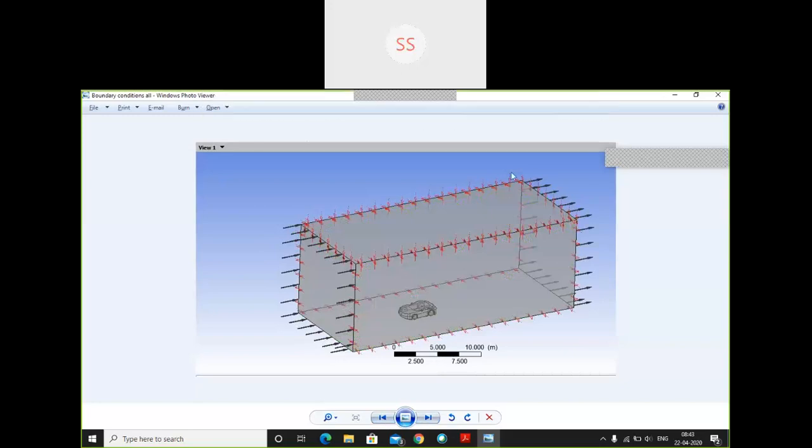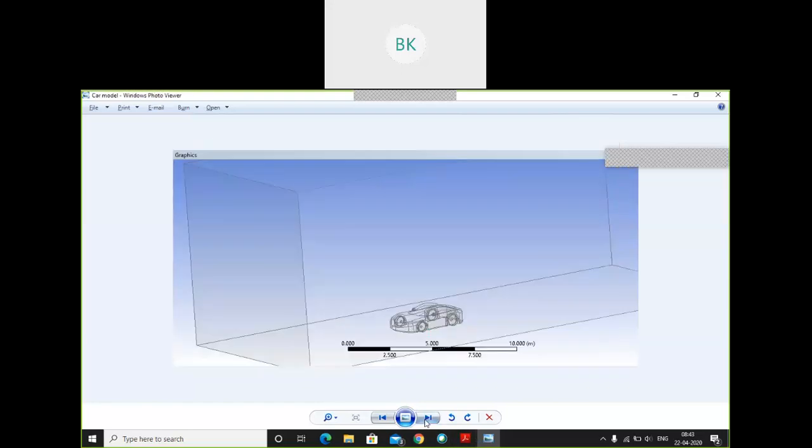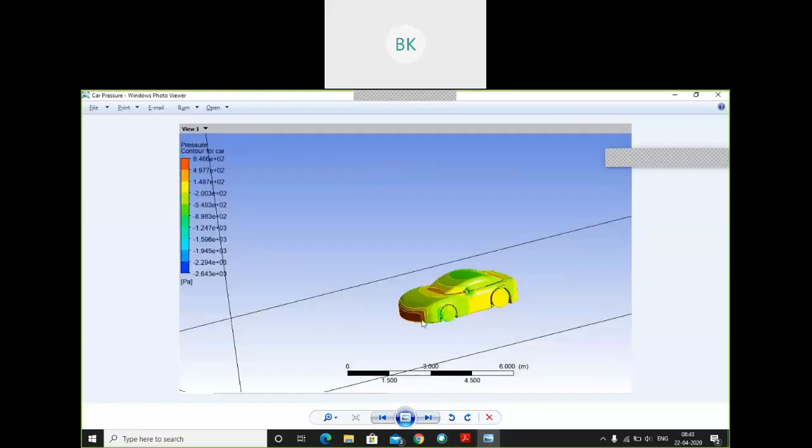Now in this thing, this box that you see on the side is nothing but the surrounding. And this car in the middle is nothing but your system, because this is under consideration. So we apply different boundary conditions for that, and we could get results like this. See, so this is the effect.